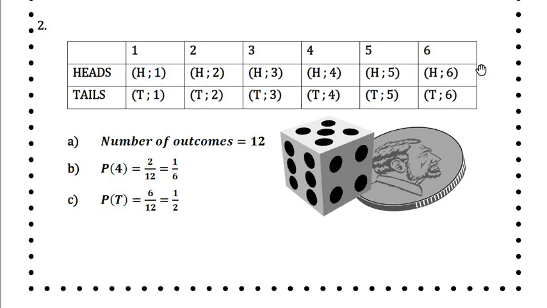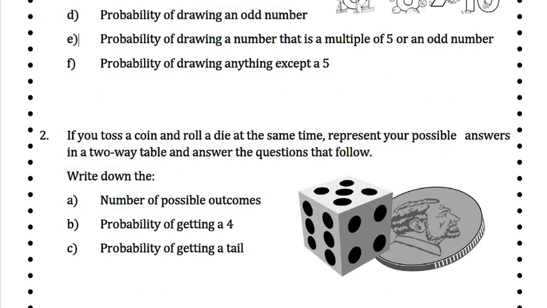So you have the heads being a head and a 1, 2, 3, 4, 5, 6, and a tail and a 1, 2, 3, 4, 5, 6. So in total you have 12 outcomes. Now they'll ask you the probability of getting a 4.